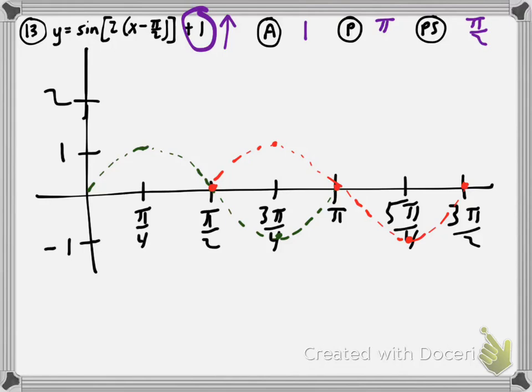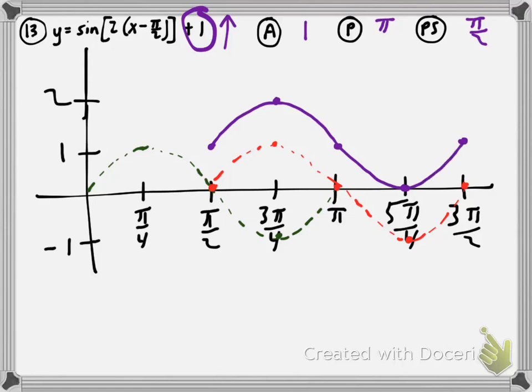So pi over 2, 0 goes to pi over 2, 1. Okay. 3 pi over 4, 1 goes to 3 pi over 4, 2. Pi, 0 goes to pi, 1. 5 pi over 4, negative 1 goes to 5 pi over 4, 0. 3 pi over 2, 0 goes to 3 pi over 2, 1. And we just draw the graph. Just like that.